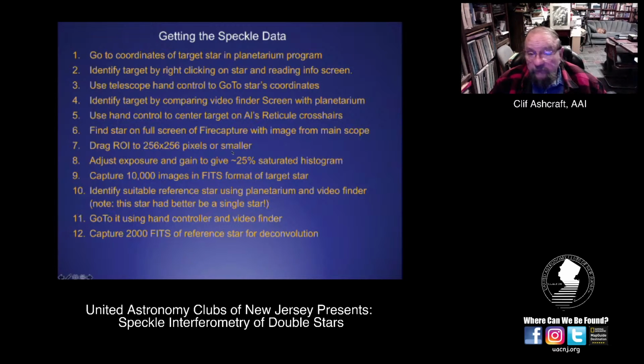The only reason to do that is I don't want anything to be imaged other than my target, and I want to have as short an exposure as possible. The smaller the ROI, the shorter your exposure can be because it's limited by the download time from the camera. Adjust exposure and gain to give about a 25% saturated histogram. You don't want to oversaturate the bright speckles because that's where most of the information is stored.